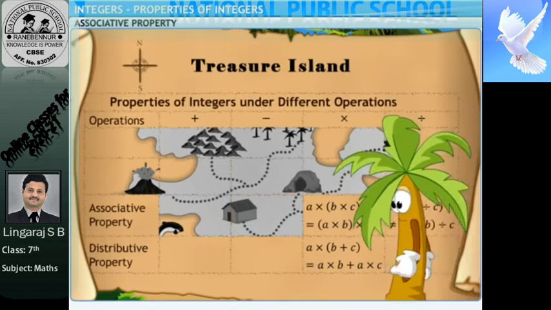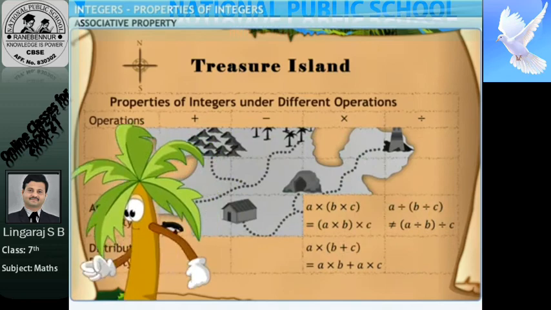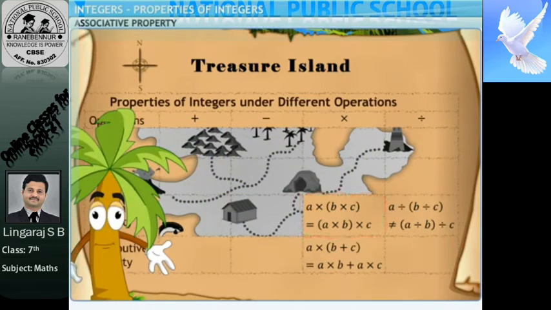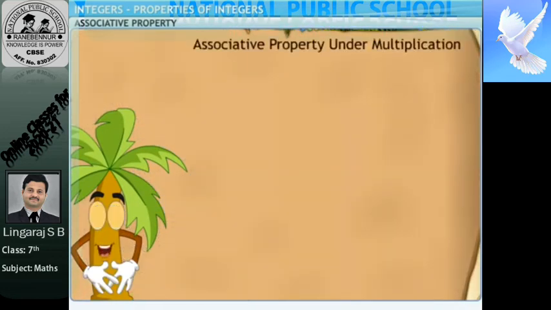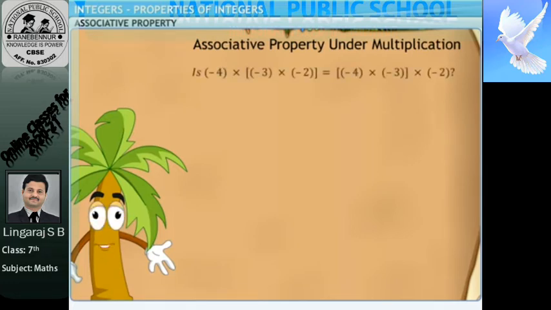This was easy. We have seen that the associative property applies to addition. However, we need to check whether it applies to multiplication of integers. Let's try and prove this with the help of an example.